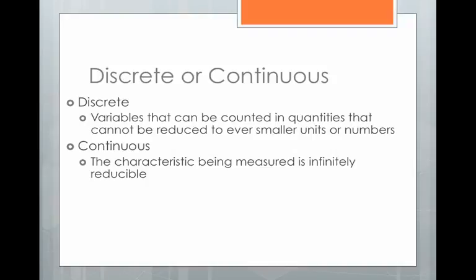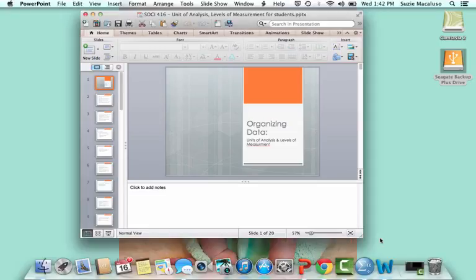Whereas continuous variables, something like how tall are you? While we typically measure height in feet and inches in the United States, you can reduce that into fractions of an inch and pieces of an inch. So that's the difference between discrete and continuous.